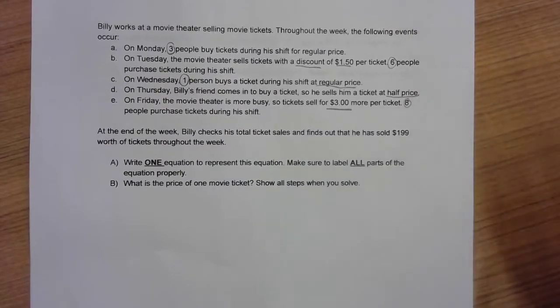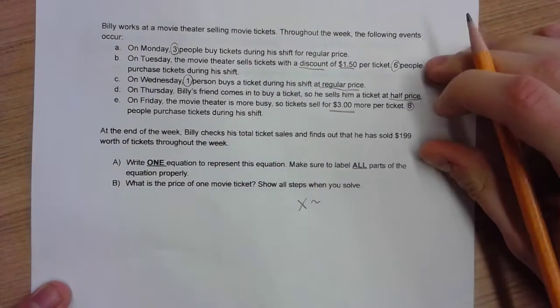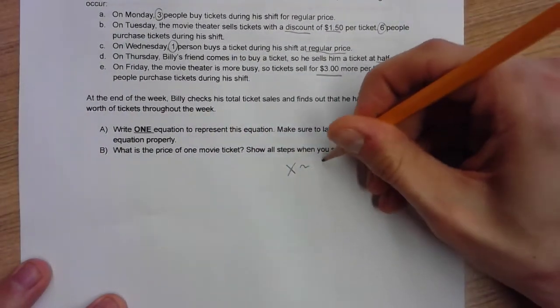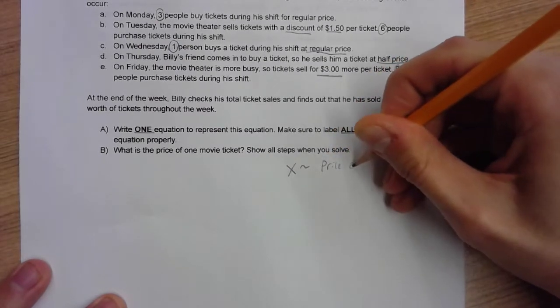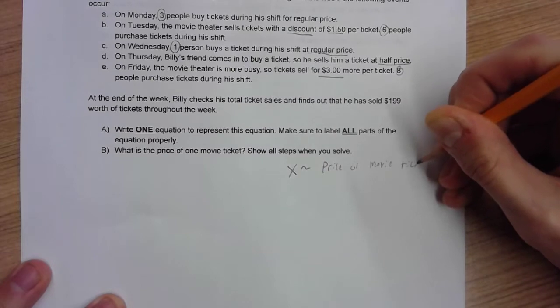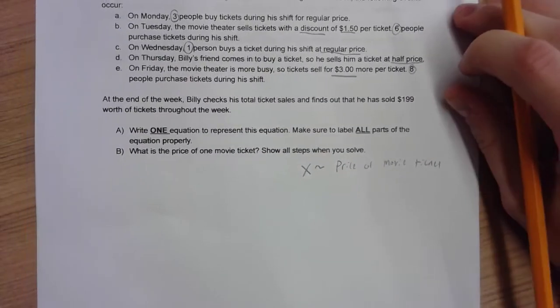Great. So as always, first thing with these problems, we are going to start off by defining our variable. Now I'm going to use variable x, and I'm going to say variable x is price of movie ticket. Very straightforward, right? Now we're just going to take this day by day.